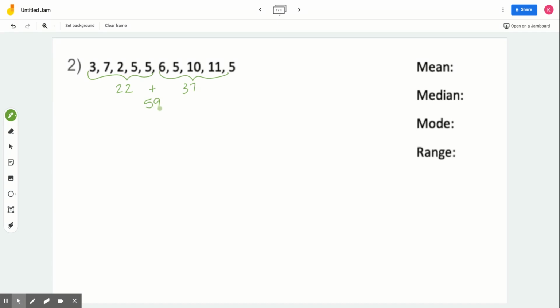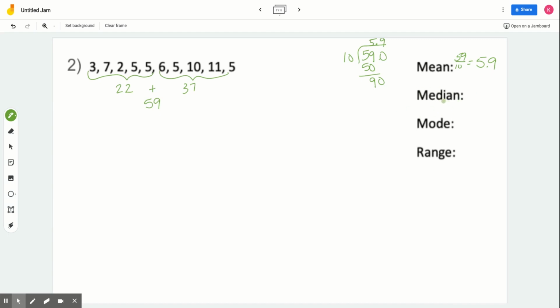Now, how many pieces of data do I have? Well, I have 1, 2, 3, 4, 5, 6, 7, 8, 9, 10 pieces of data. So to find the mean, I'm going to take 59 divided by 10. Remember that the top number goes inside the house. And when I divide, I end up with my answer of 5.9. So my average, or my mean, is 5.9.